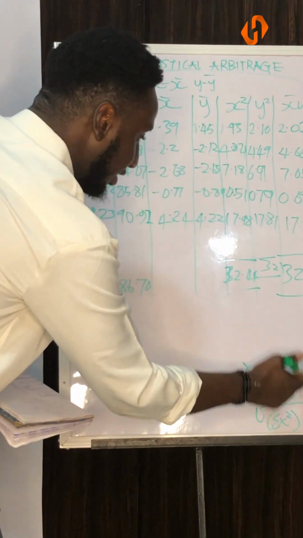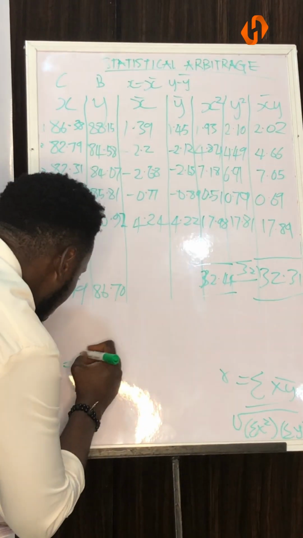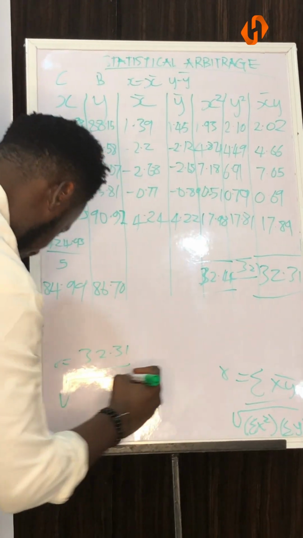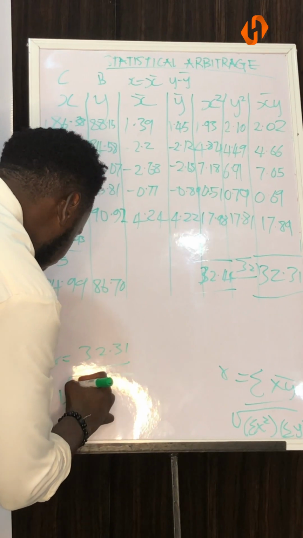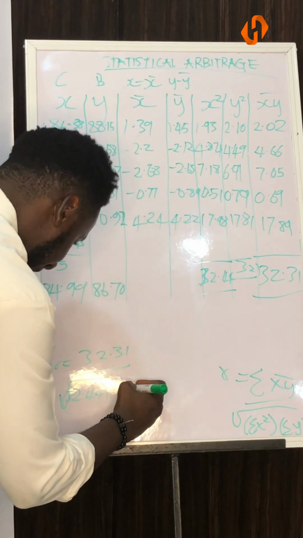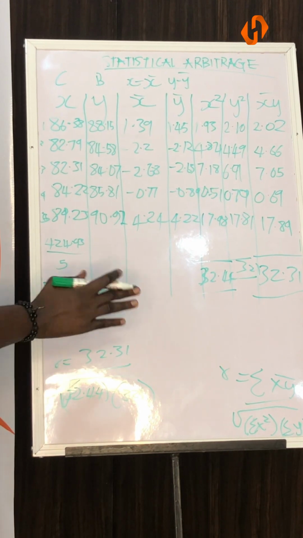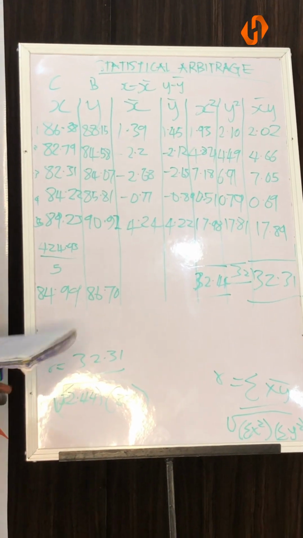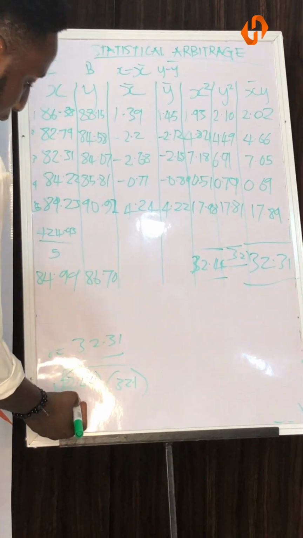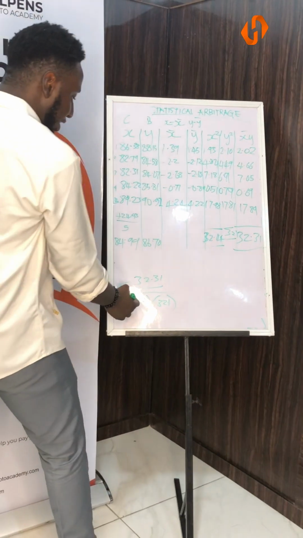So summation xy, which is this, we come here and say r equals 32.31 divided by the root of 32.44, brackets close, and 32.1, brackets close. So this is what we have. These are the values that we have. Now the first thing you want to do is to get the product of summation x square and summation y square.